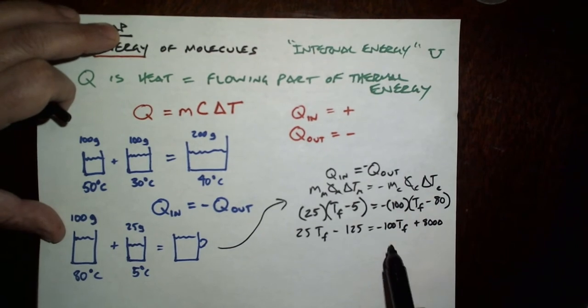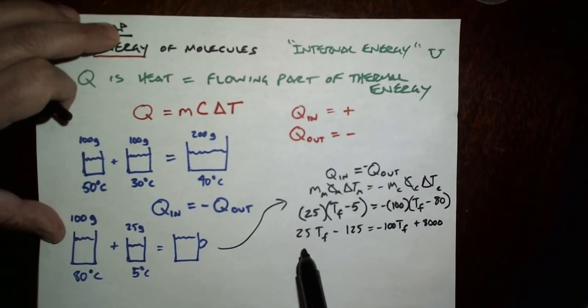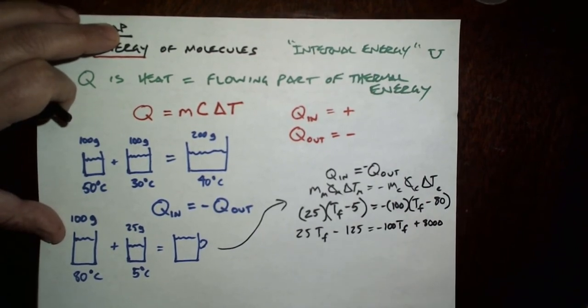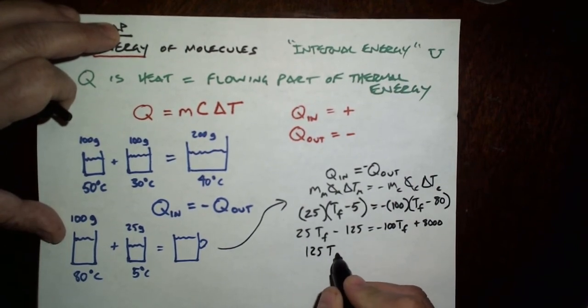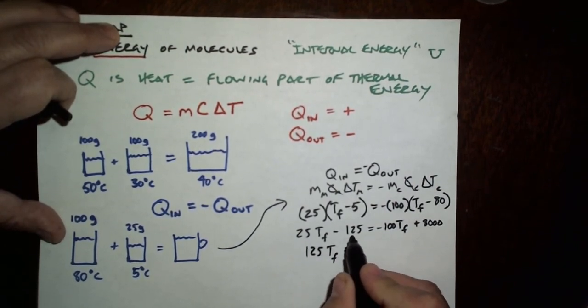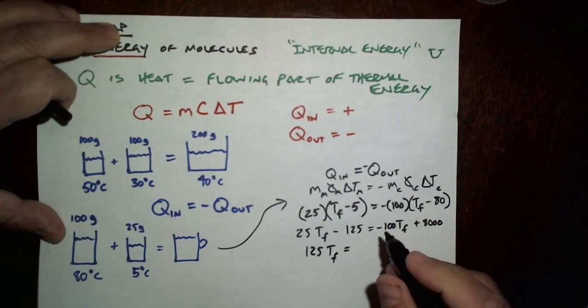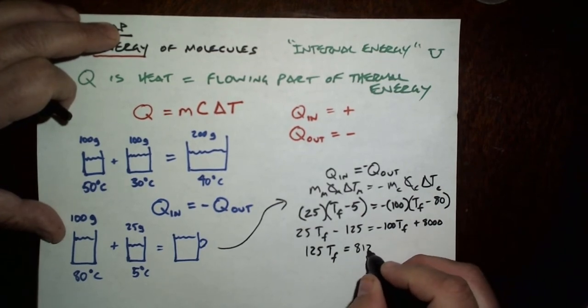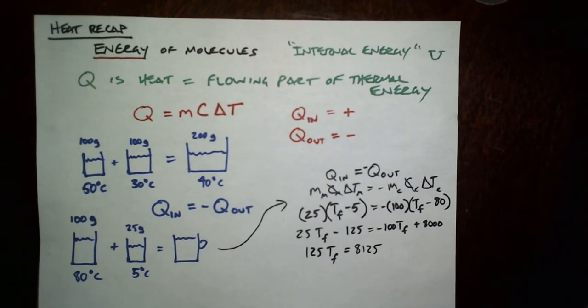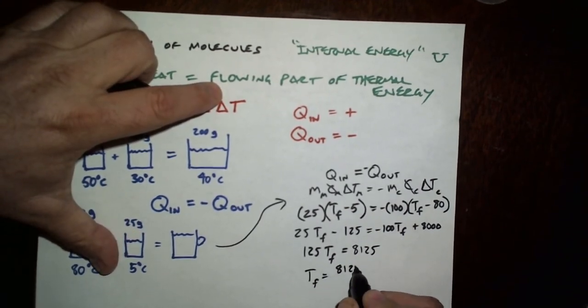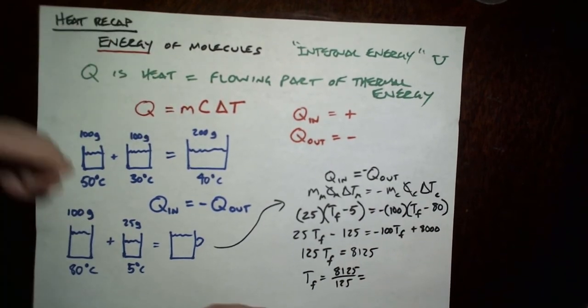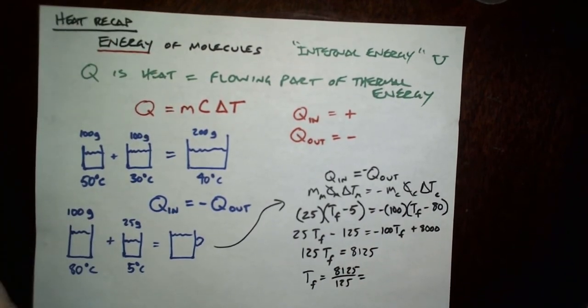All right, this is obvious. We need to get this negative T_F term onto this side, and we need to get this negative number onto that side. So we're going to bring 100 T_F over here and add it to 25 T_F. We're going to have 125 T_F. And we're going to get this minus 125 over there and add it to the 8,000. So that's going to be 8,125. And now it's pretty clear that the final temperature of the mixture is going to be 8,125 divided by 125, which is going to be, calculator, please.